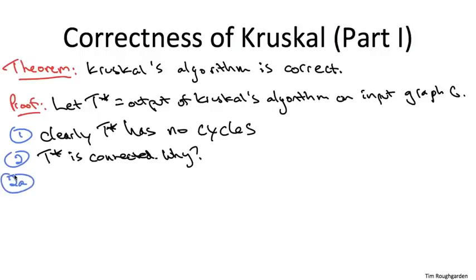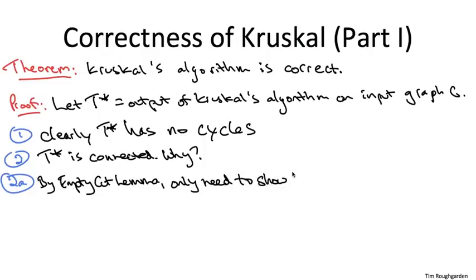To argue the output's connected, we're going to have 2 subparts of the proof. The first thing I want you to do is recall what we call the empty cut lemma. This was a way of talking about when a graph is disconnected, or equivalently when a graph is connected. You'll recall that a graph is connected if and only if, for every cut, there's at least one crossing edge. So to prove this second step, that T star is connected, we just have to prove that for every single cut, it has at least one edge crossing that cut. So that's what we're going to show.